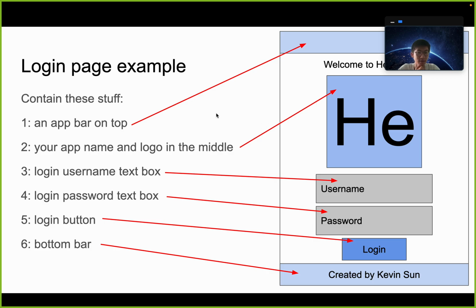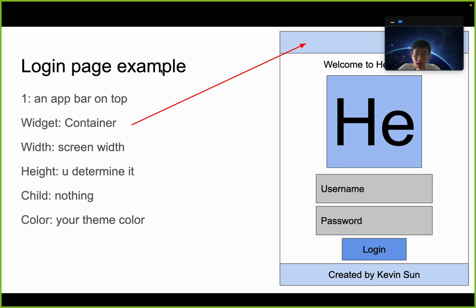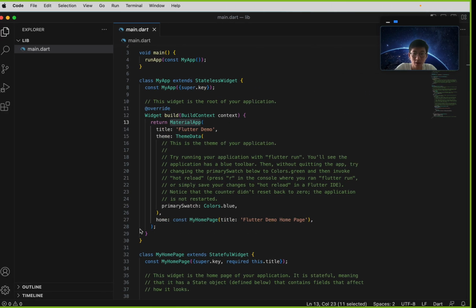So we can start by determining what widget we're gonna use. So let's start with the top bar. So here's the top bar. We have a widget, which is a Container. And then the width is the screen width, and the height is whatever you determine you want it to be. The child is nothing because it's a blank thing, and the color is just your theme color. So we can write that.